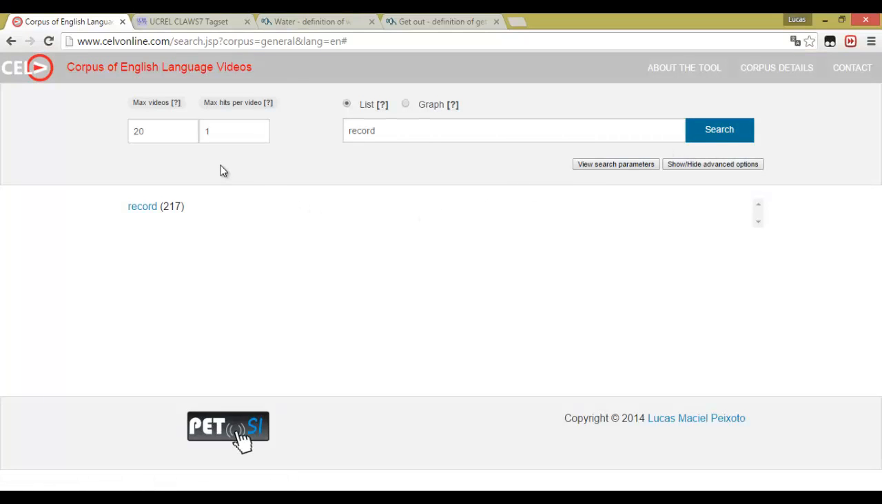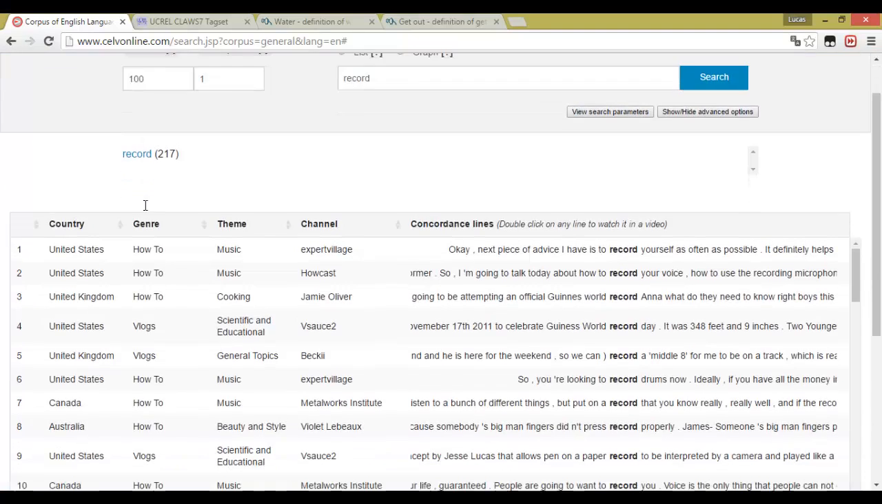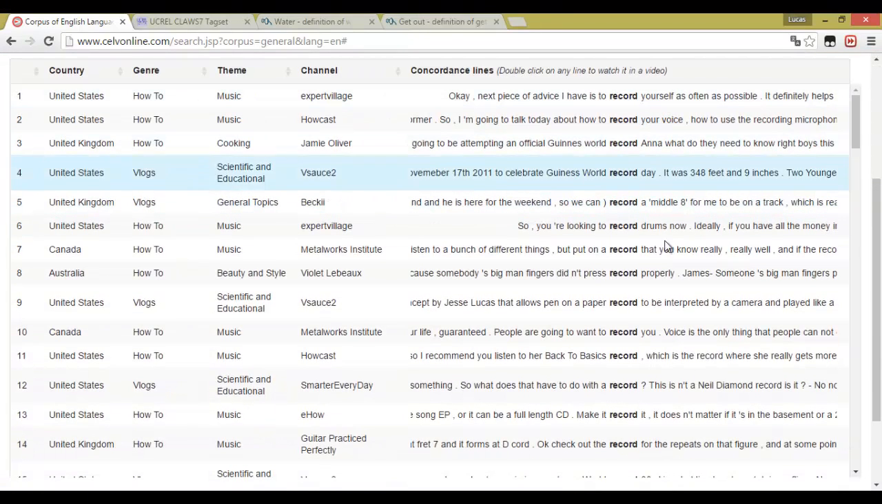Here we see that the word has 217 occurrences in this corpus. Let's increase the number of examples you can see to 100, and then click on the results to look at some concordance lines. Next, we can double-click on some concordance lines to find examples of pronunciation.